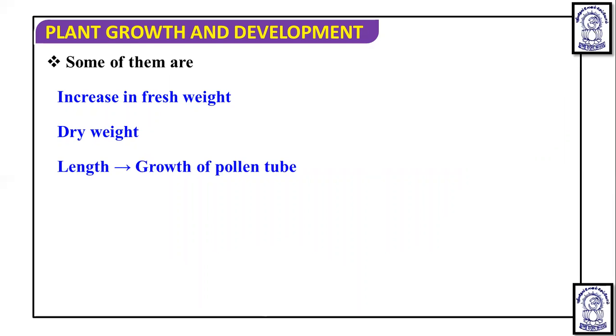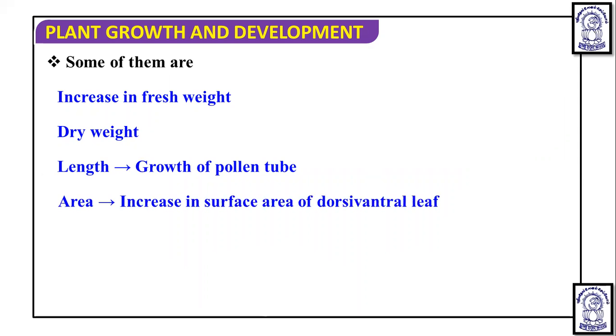Apart from this, the second, we can use an increase in length as one of the other measures, where the growth of a pollen tube can be measured by increase in length. The third, increase in surface area, we can measure. An increase in surface area can be measured by the growth in the surface area of a leaf.